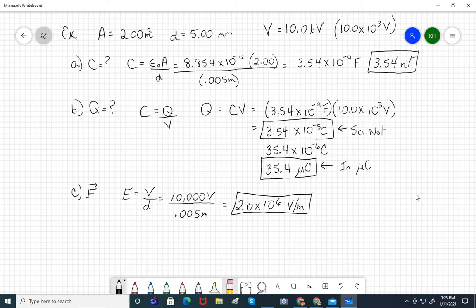Okay, so we're finished with the basic idea of equipotential surfaces and sort of an introduction into capacitors. In the next video, we're going to talk about how capacitors behave when they're joined in series or how they behave when they're in parallel.